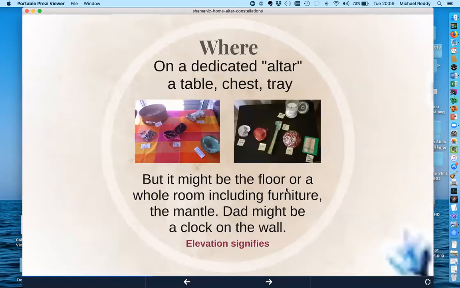But when I'm doing remote constellations, I use the floor a lot because I like for both myself and the client to be able to walk around in the constellation, literally to be in it, to stand in the position of dad or someone. I do these myself down in a finished basement where I have a lot of space and a lot of shelves full of things. And I tell people they can use the whole room.